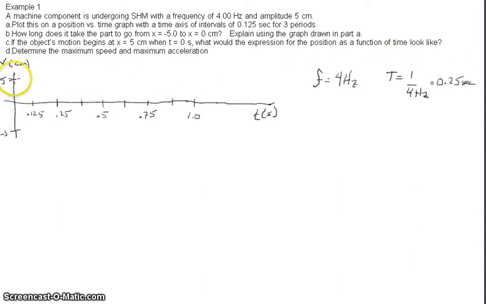So if we start at 5, we're going to end up back at 5 in 0.25 seconds. And then we'll end up again at half a second, 0.25 seconds later, at 5 centimeters. And then for the third period, 0.75, which means halfway in between, we would be at -5.